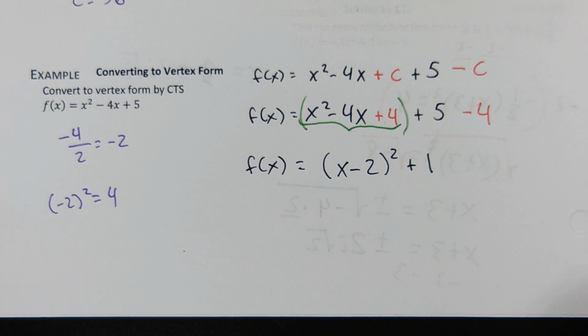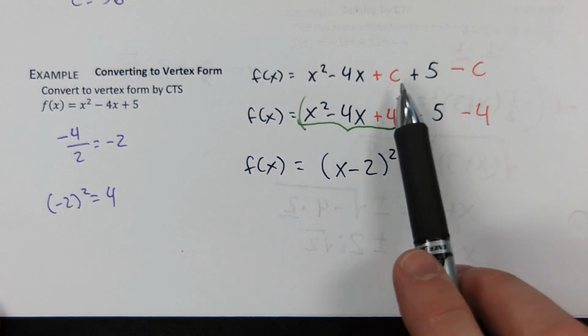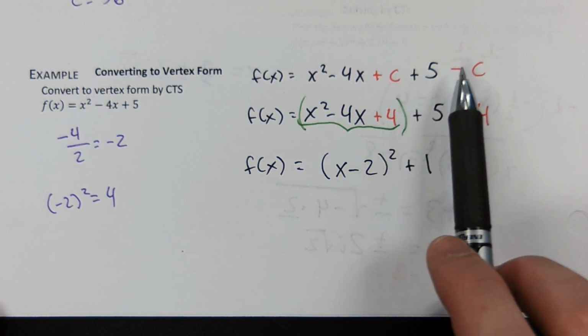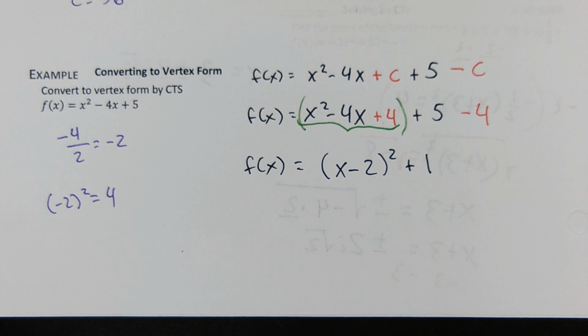That's why we need to be able to figure out what that C value is. Because it's not enough just to be able to get to the squared parentheses. You need to know how to do a very specific nothing to your equation to get it to vertex form.